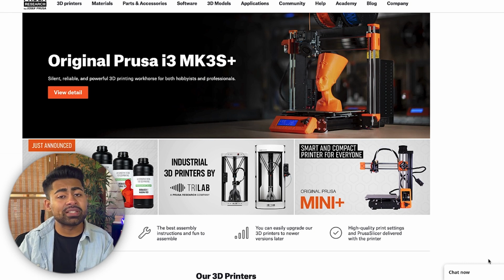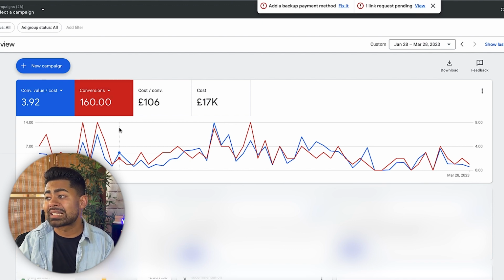The first thing I always say, because this is the reality, it does not matter right here what you do on the Google Ads dashboard side of things.